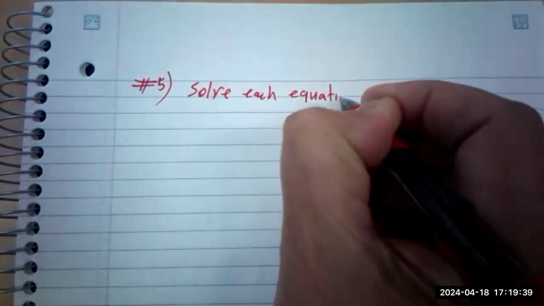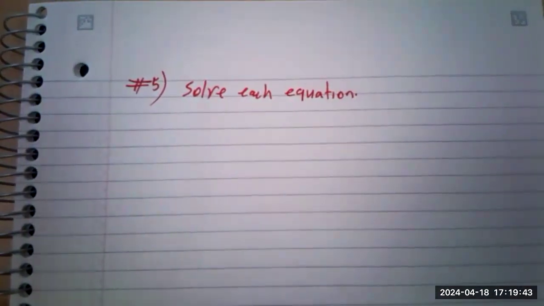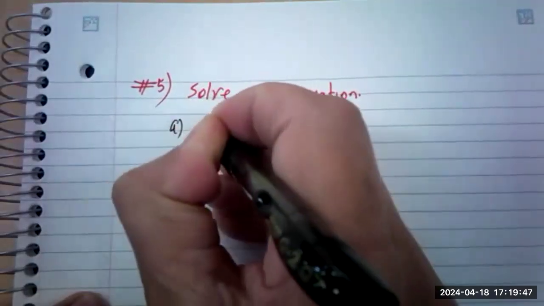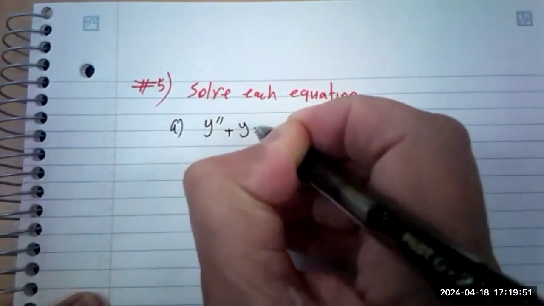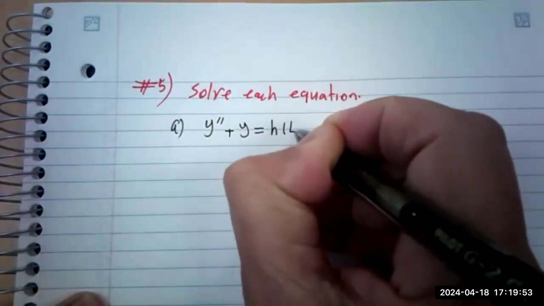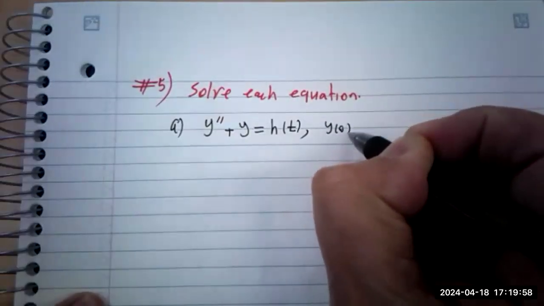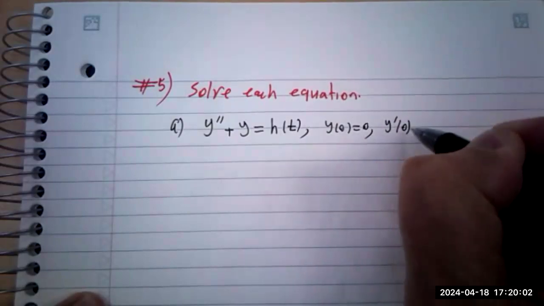Bringing in a piecewise defined function is a very popular case. You get one of them. So that's the first one, part 1. The equation is y double prime plus y equals h of t. The conditions are y of 0 equals 0, and y prime of 0 is equal to 1.